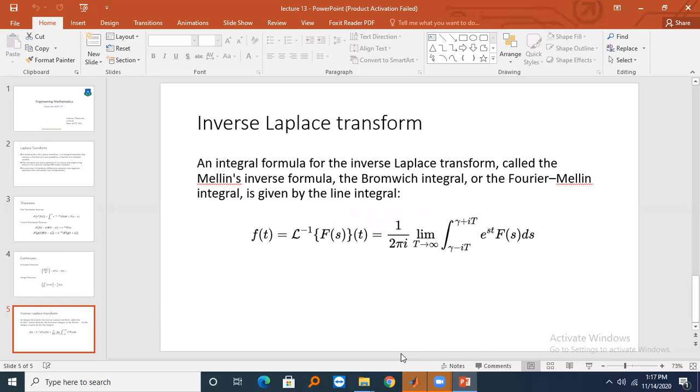So we have learned about the Laplace transform, the inverse Laplace transform, and the theorems of the Laplace transform.